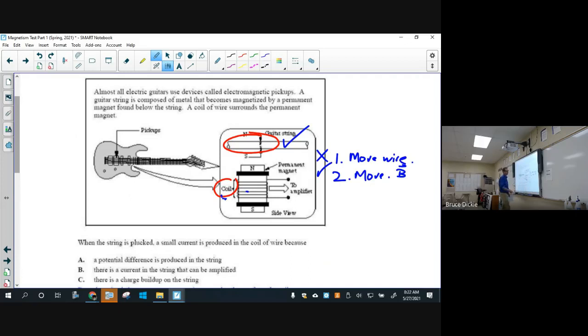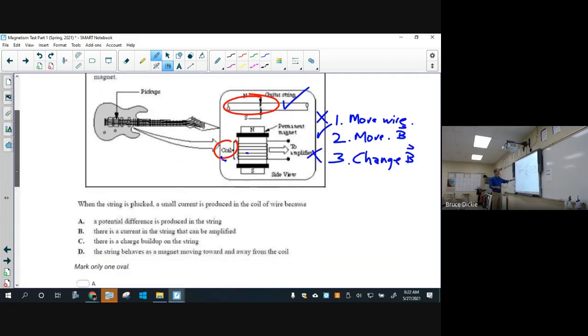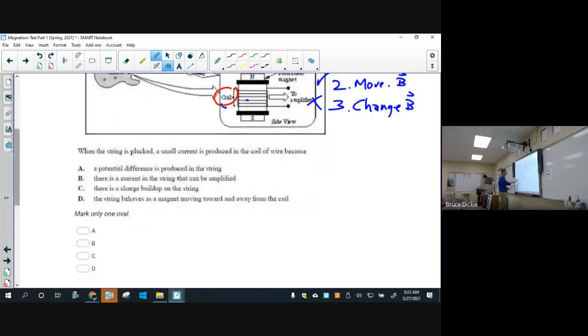current in the coil. The third thing that we can do that doesn't apply here is change the strength of the magnetic field. So it's option number 2 that's working here. Let's find an answer that kind of matches up with that. Ends up being D. The string behaves as a magnet moving toward and away from the coil.